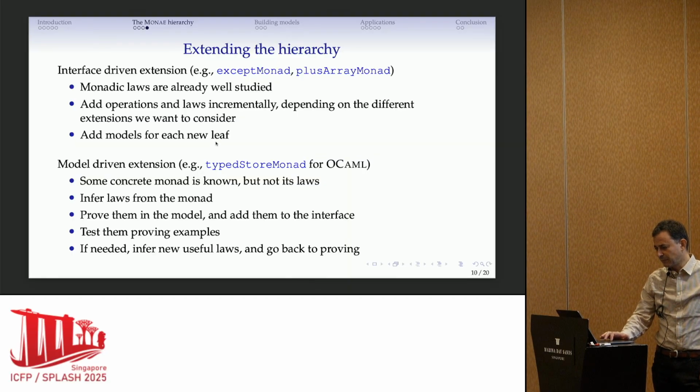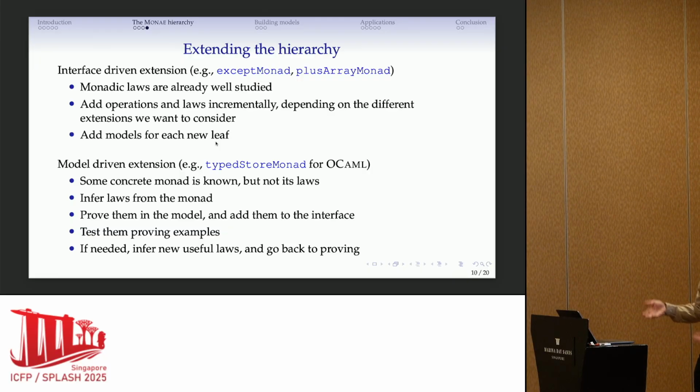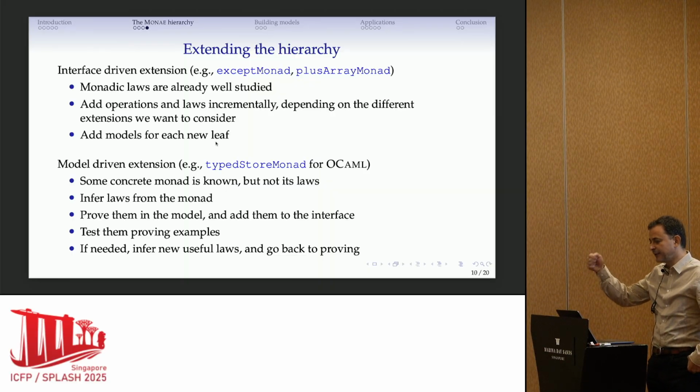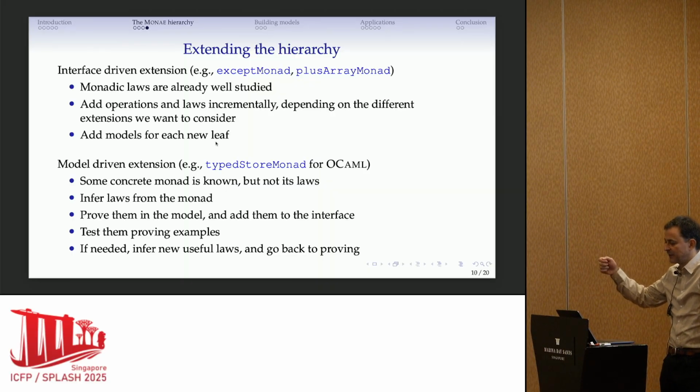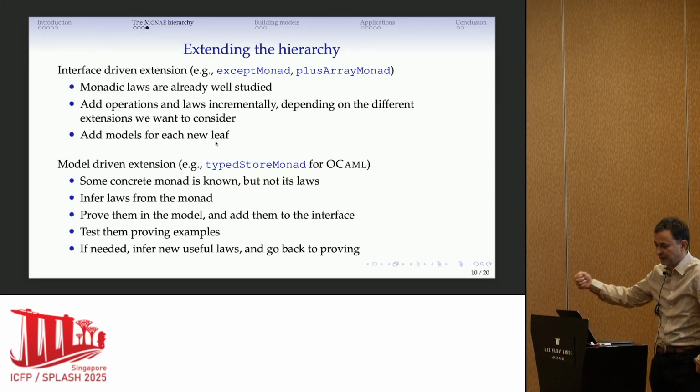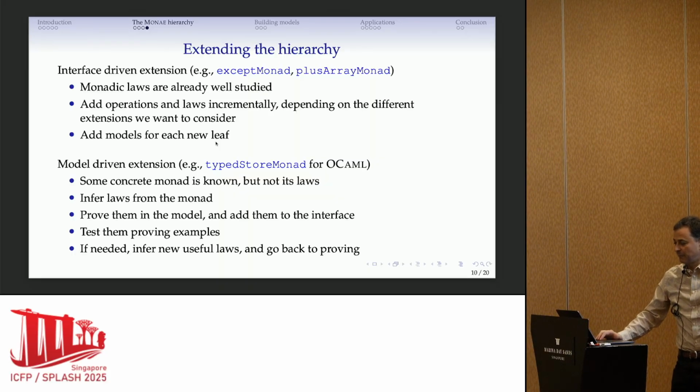The monadic laws are already well defined, so you can go look at the paper, and you're going to add the operations and laws incrementally, depending on the different extension you want to consider. And you need to add, of course, models for each leaf.